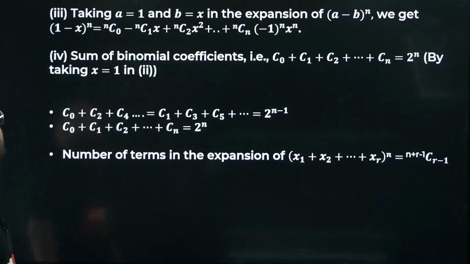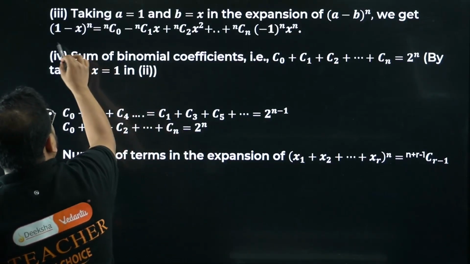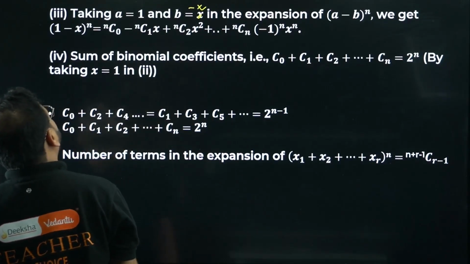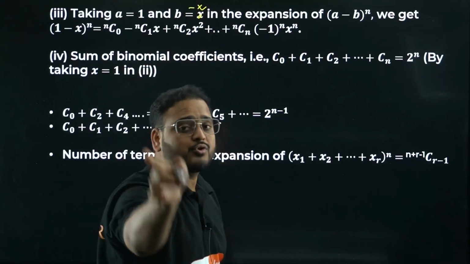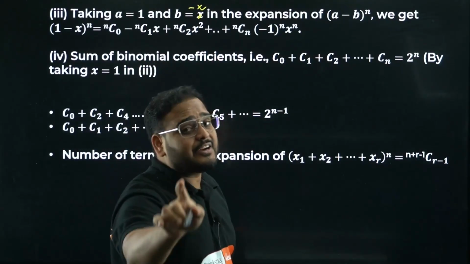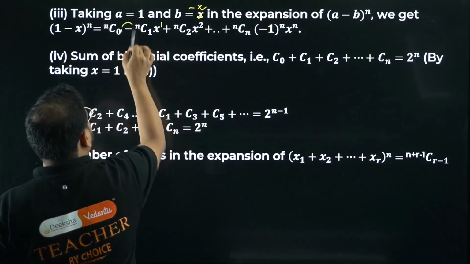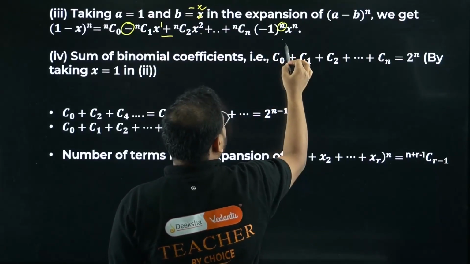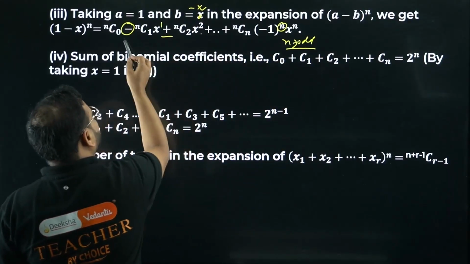Moving on. Taking a as 1 and b as minus x in the expansion, we have this. What I get is, as x is negative, odd powers of x will be negative terms. Please check, odd power is 1, so negative term. Even power is positive. Same way, if the power n is odd, it will become negative.